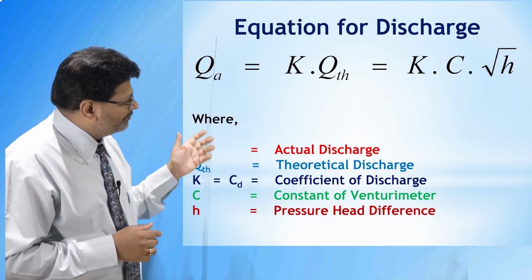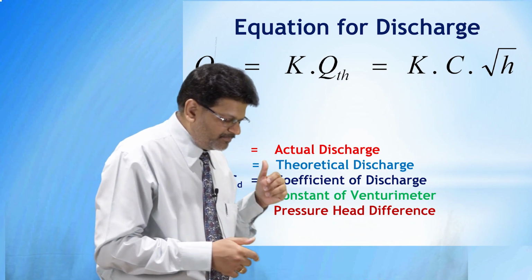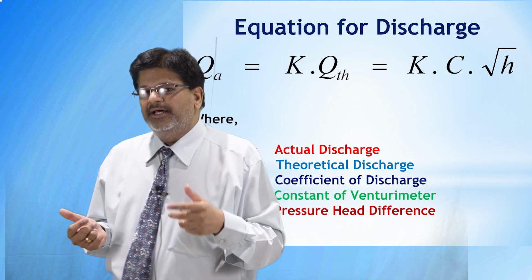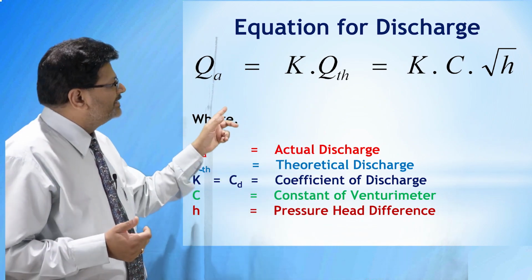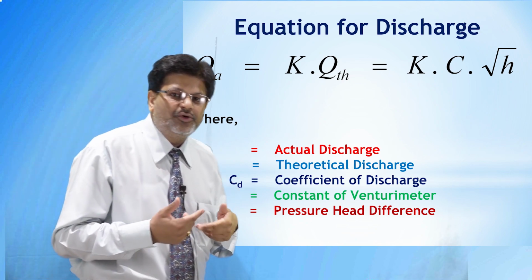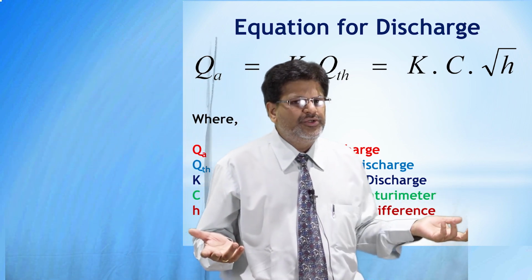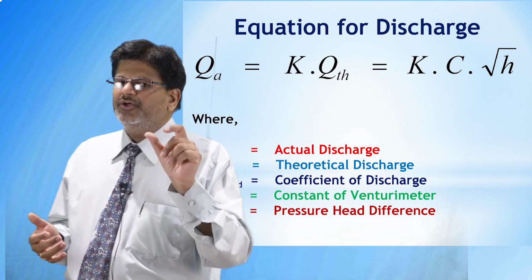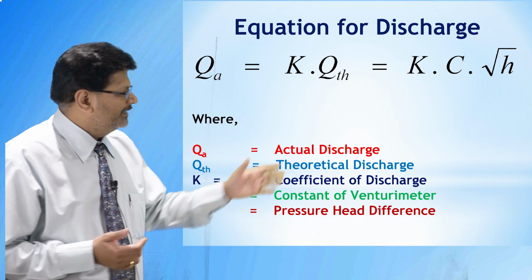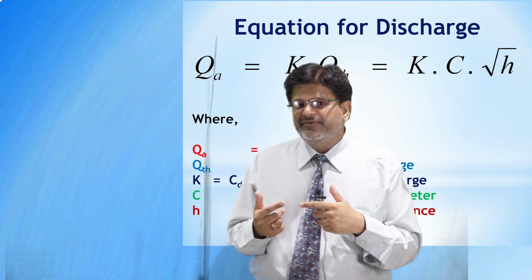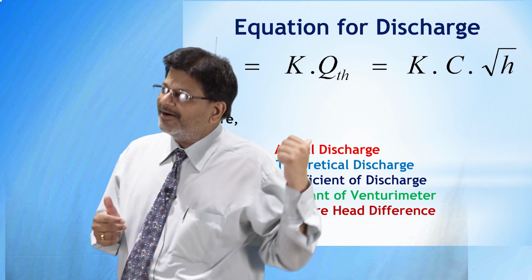Now by using Bernoulli's equation we have to find the theoretical discharge. The equation is Q is equal to K C root H, where K is also called the coefficient of discharge. We can also use the terminology CD in place of K. C is called the constant of venturimeter, it is given over here, and under root H, where H is the head difference in terms of water in our case.